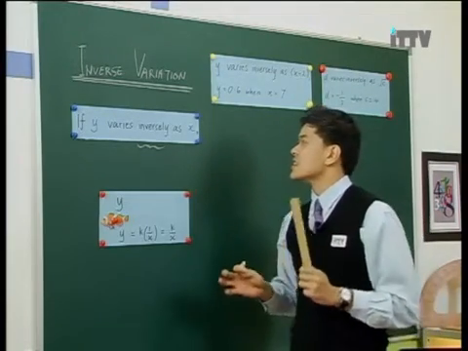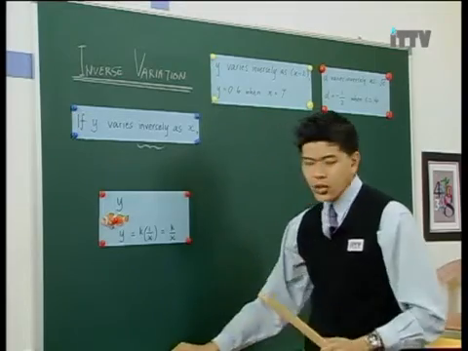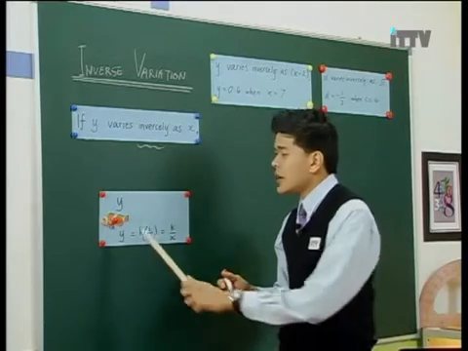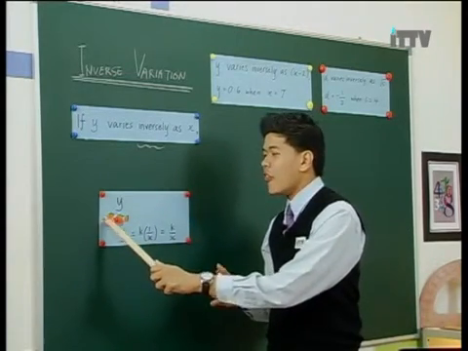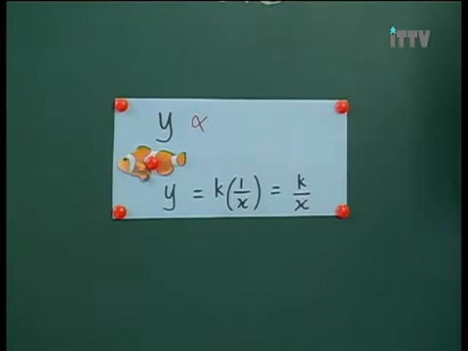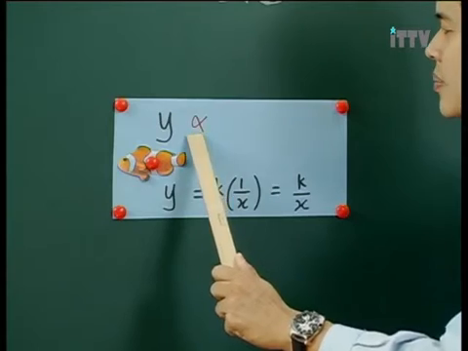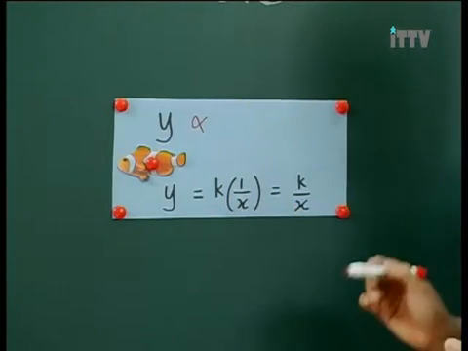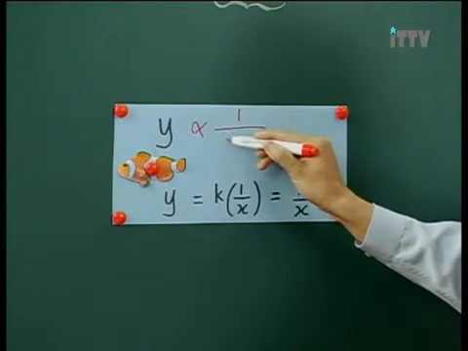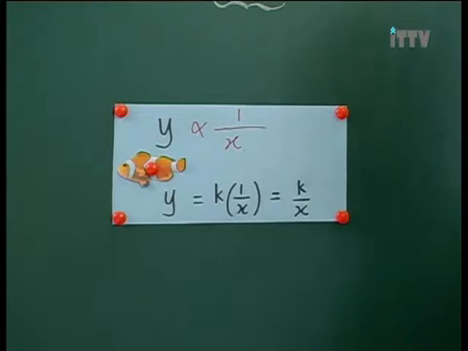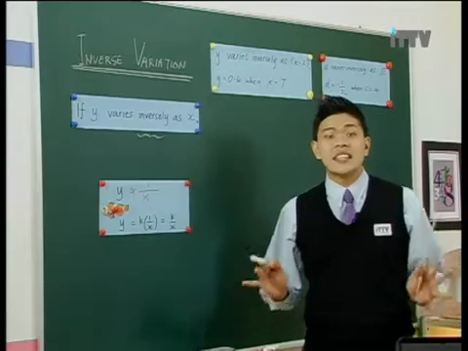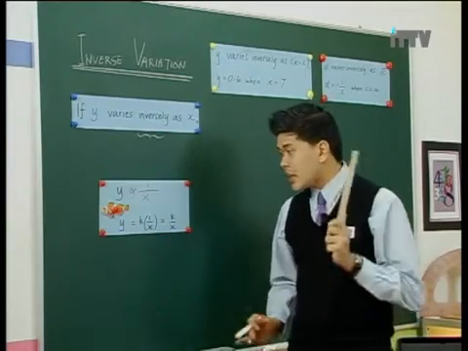So when y varies inversely as x, now take a look. We have to use the same symbol. Remember, the fish is the symbol for variation. So write down this: y varies, and this symbol simply means varies. Inversely, you must always start with 1 over the other quantity. So when you see this, it means that y varies inversely as x. This is enough to tell you the pattern of inverse variation.